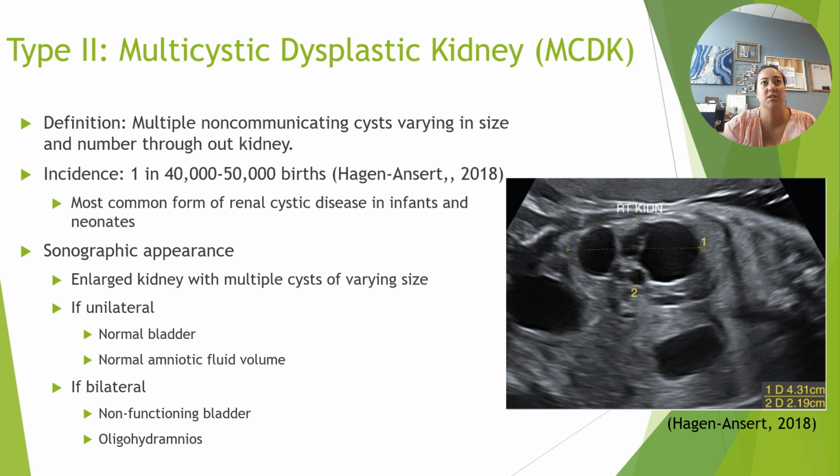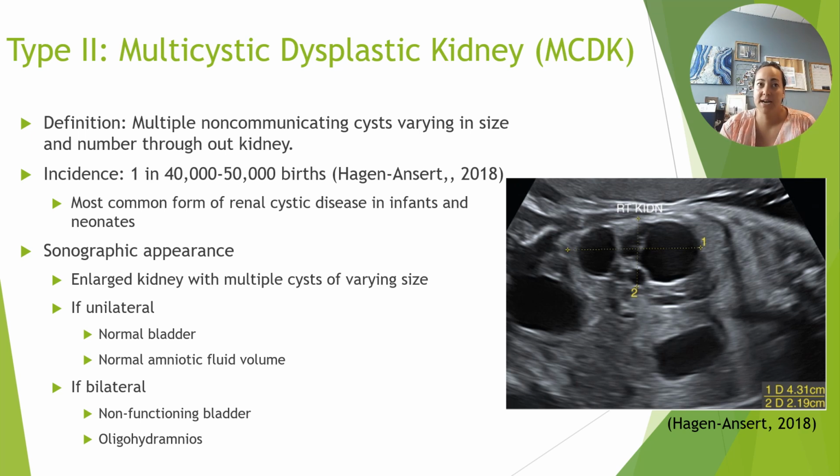Then there's type 2, multicystic dysplastic kidney disease. You've maybe heard of this in your abdomen course. These cysts are large typically, but can vary in size throughout the kidney. It's not super common, but it is the most common form of renal cystic disease that is seen in infants and neonates, so it's a little more common in this population of scanning. Fetuses with this will typically have one enlarged kidney with multiple cysts seen, and then a normal bladder and normal amniotic fluid.